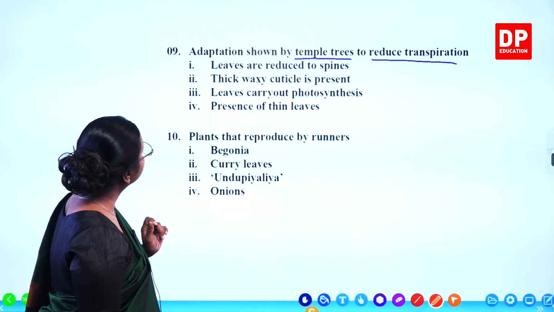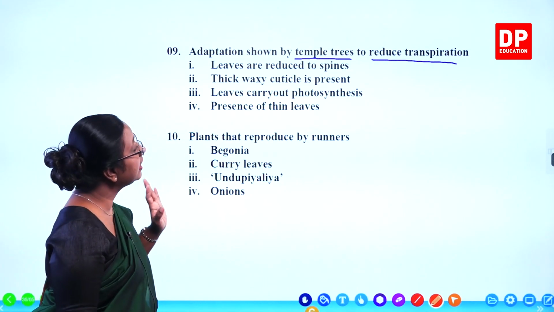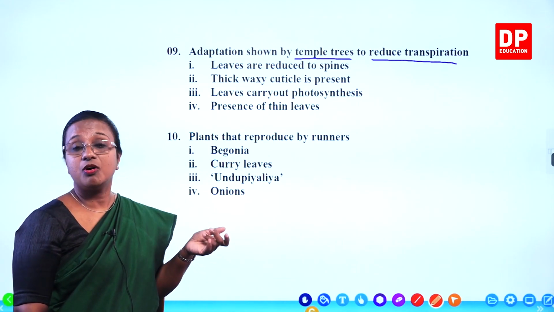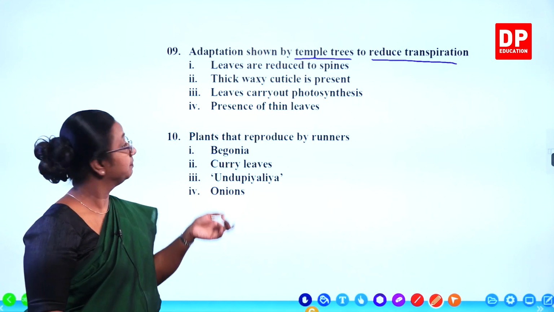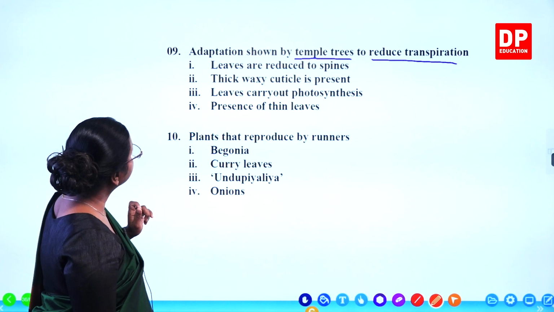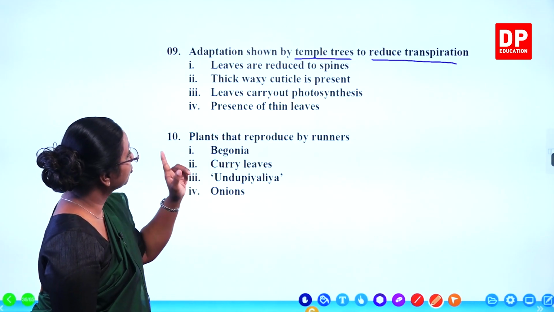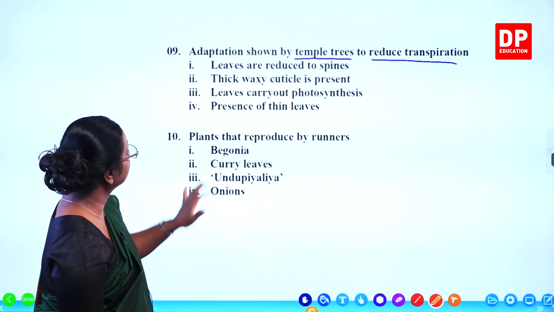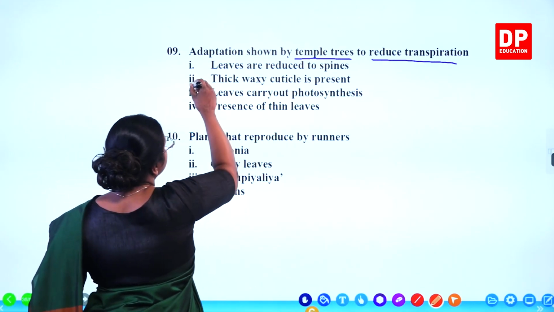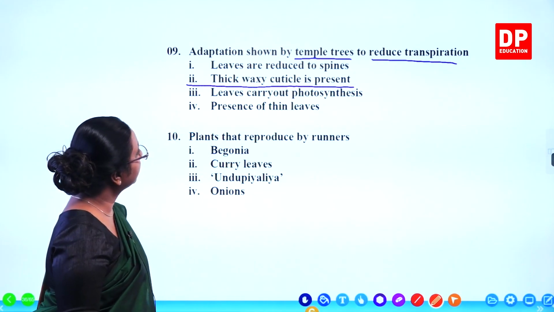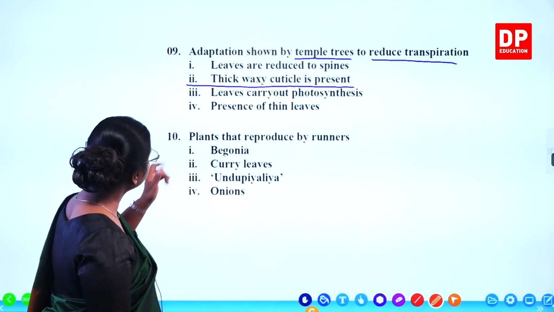Then if you look at the fourth one, presence of thin leaves. No, that is in kasa or savukku, you have seen that. So what is the correct answer? Adaptation shown by temple trees to reduce transpiration, it is the presence of thick waxy cuticle. Thick waxy cuticle is present.